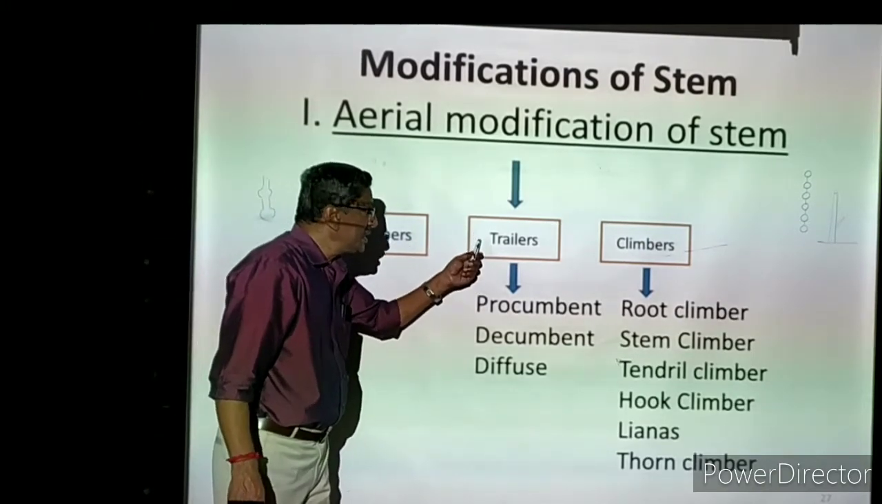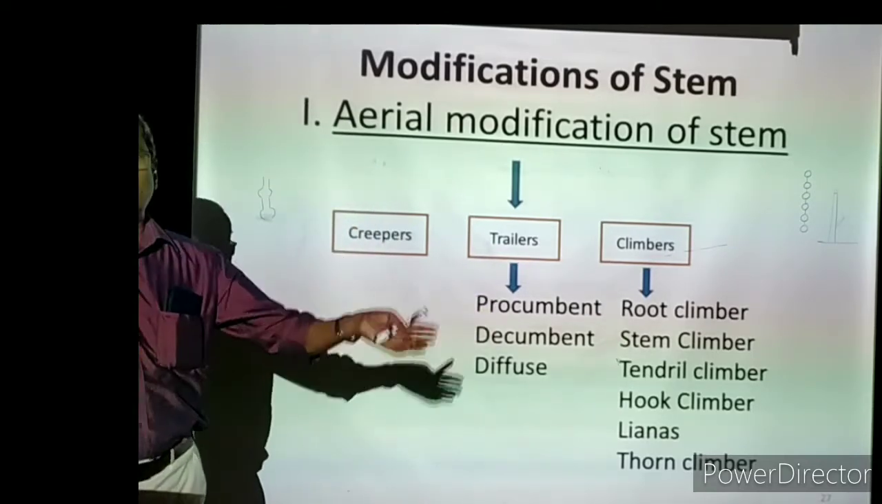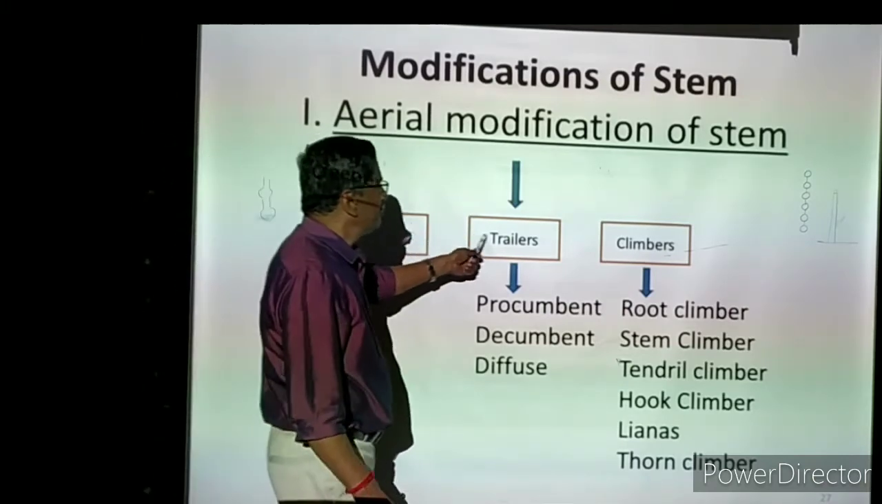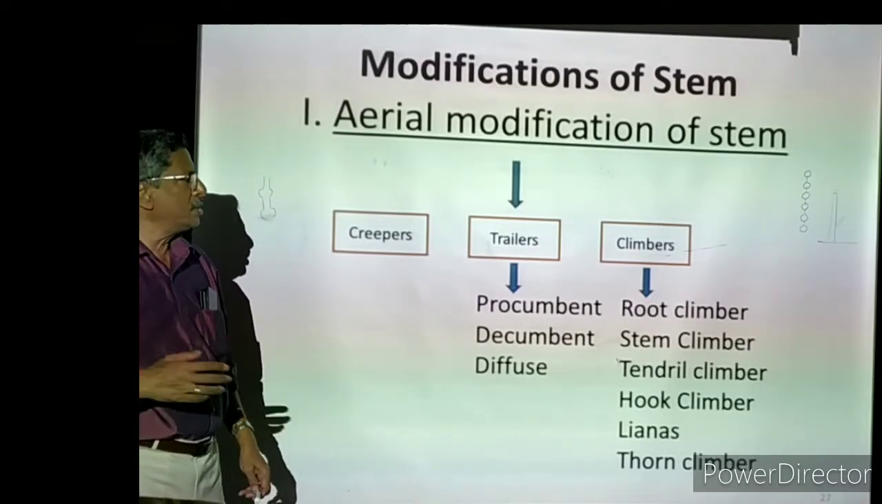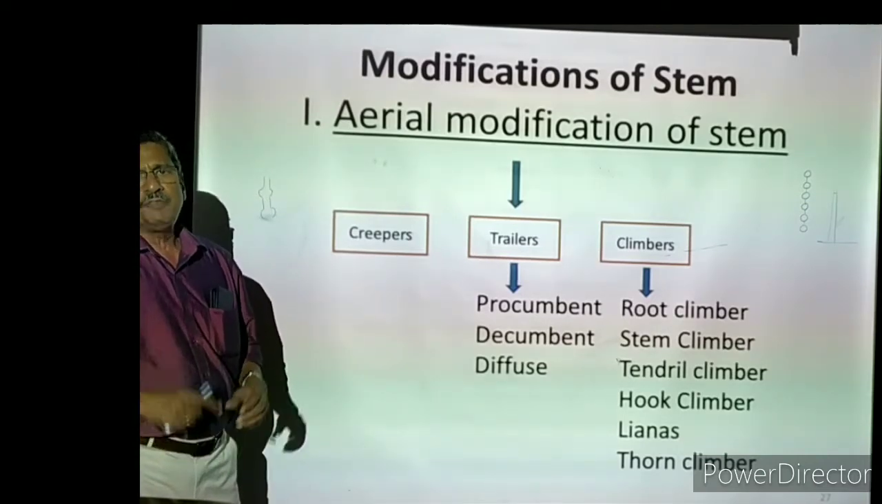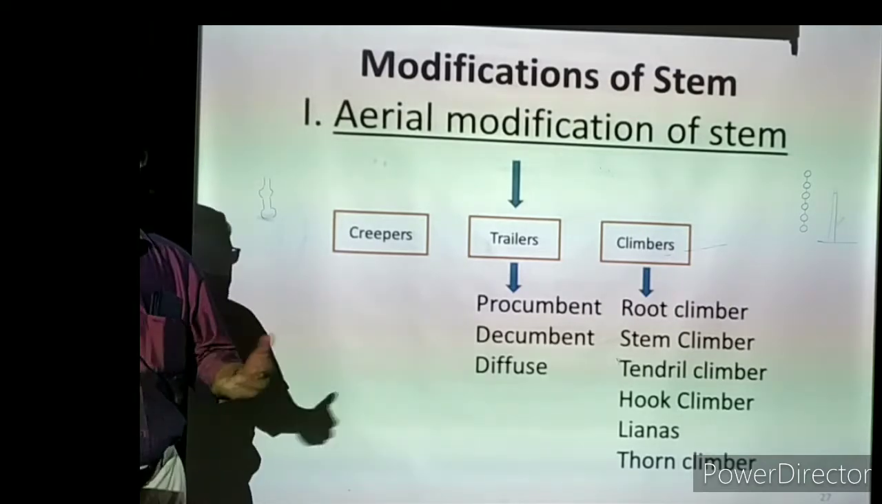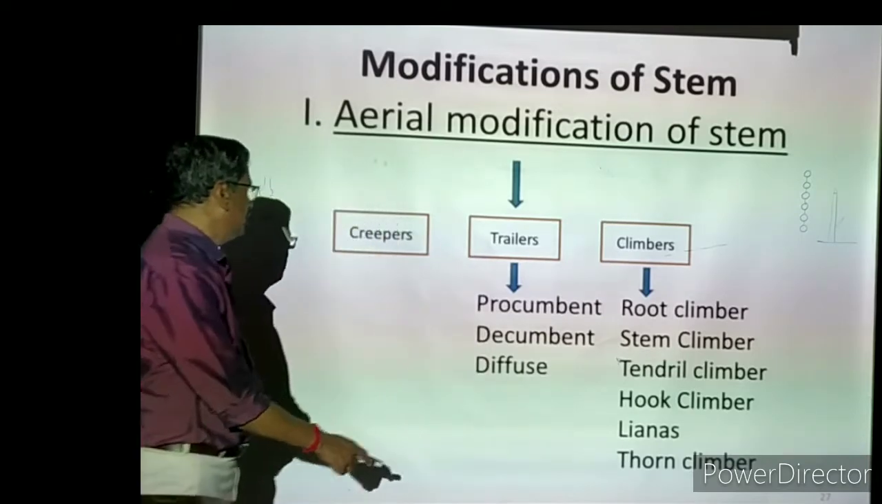The second one is trailers. Trailers means they are trailing on the ground. They are also creeping or trailing on the ground. Next one is climbers. The weak stemmed plants that are climbing on a support. If any support is available, it can be a wall or it can be another tall plant, they are climbing over the support. That is called the climbers.